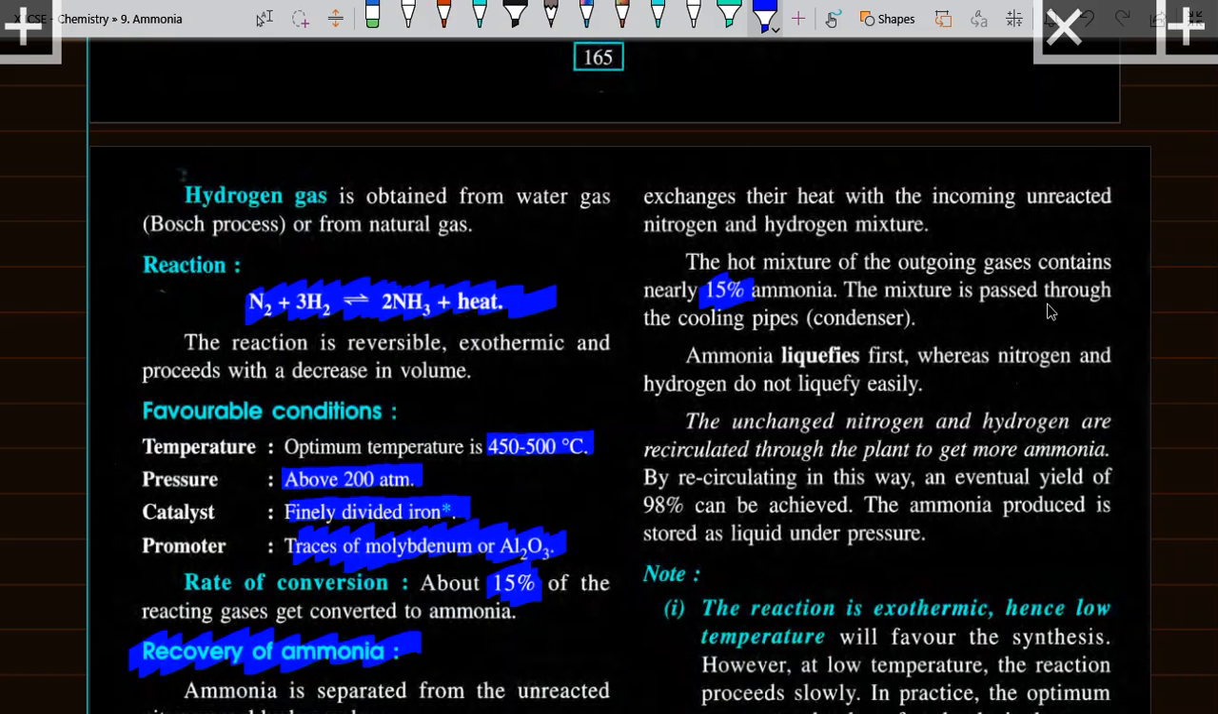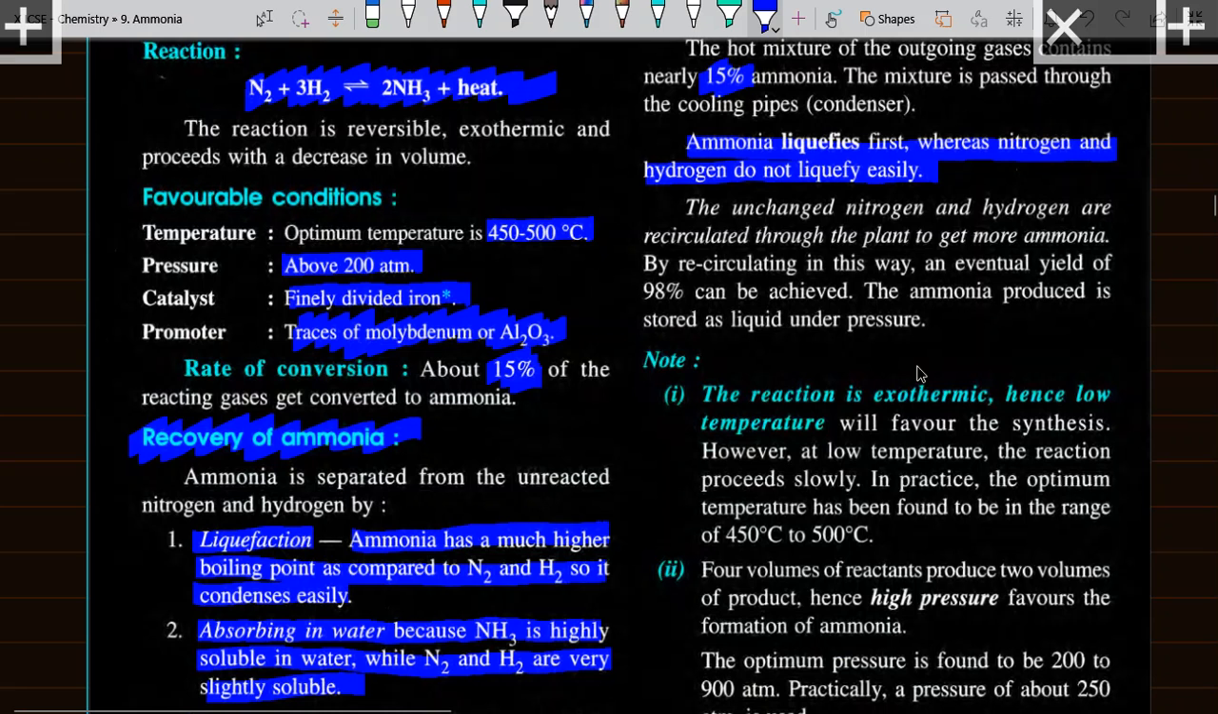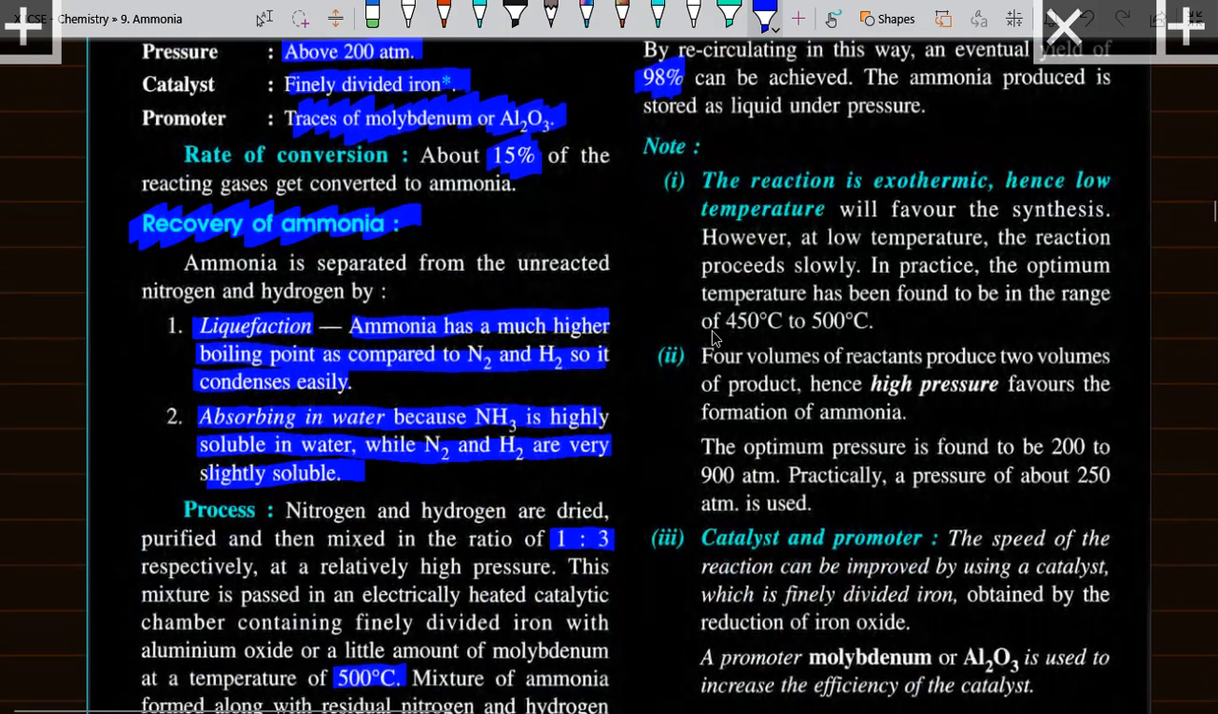The mixture is passed through cooling pipes or condenser. Ammonia liquefies first, whereas nitrogen and hydrogen do not liquefy easily. The unchanged nitrogen and hydrogen are recirculated or again sent through the plant to get more ammonia. By recirculating in this way, the eventual yield of 98% can be achieved. The ammonia produced is stored as liquid under pressure.